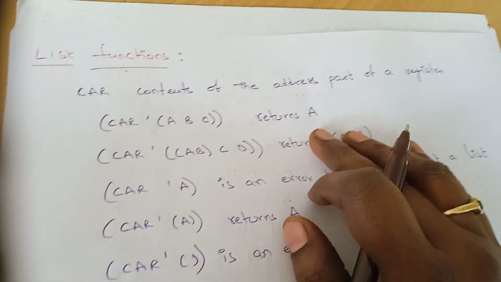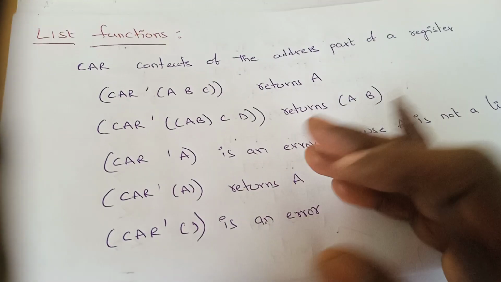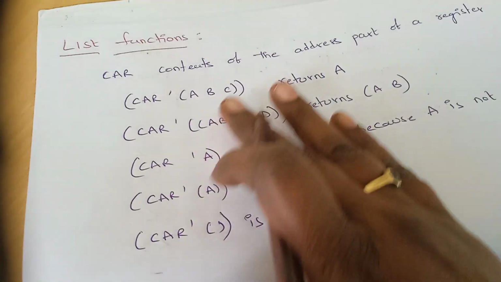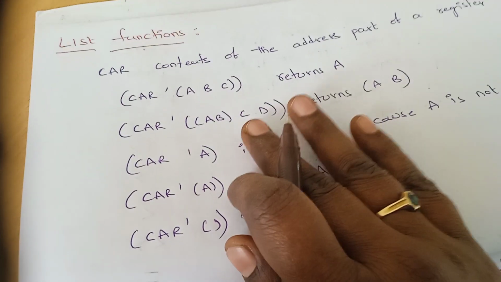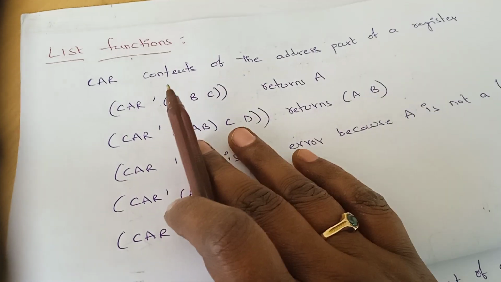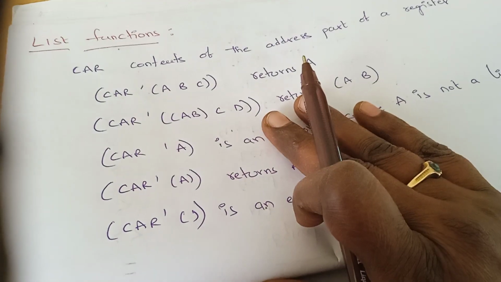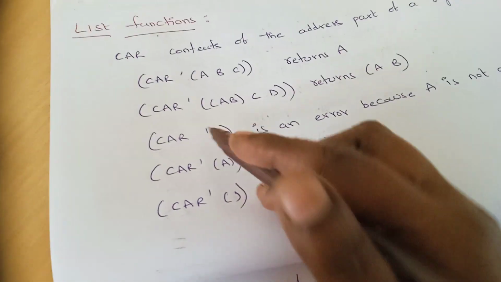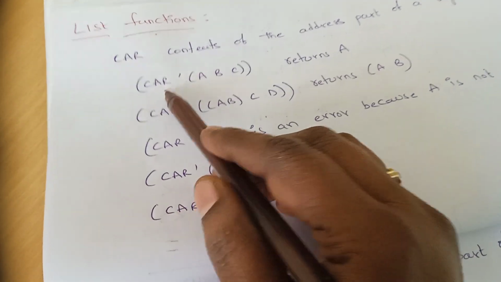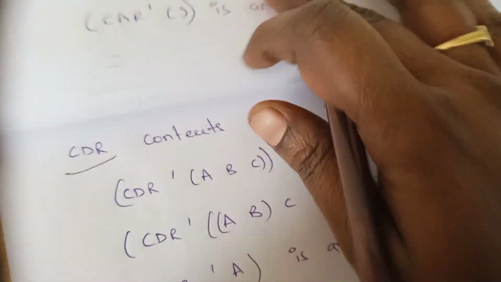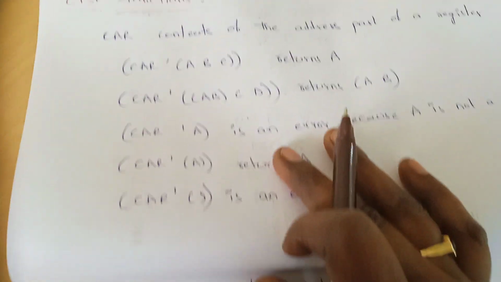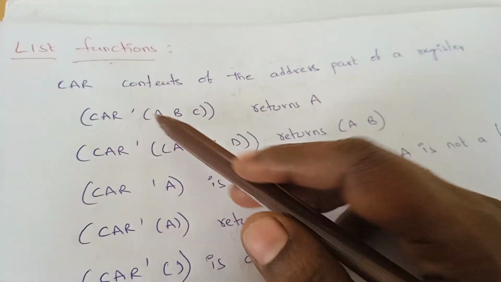Scheme also has one more feature, which is list functions. There are two sorts of functions we are going to talk about. The one is the CAR function. The other is the CDR function. CAR, CDR. Let's see about this.